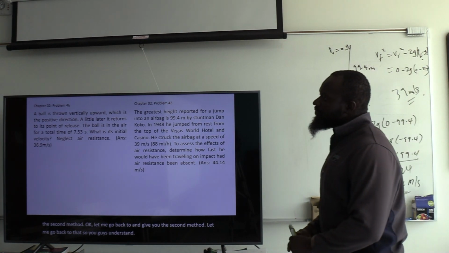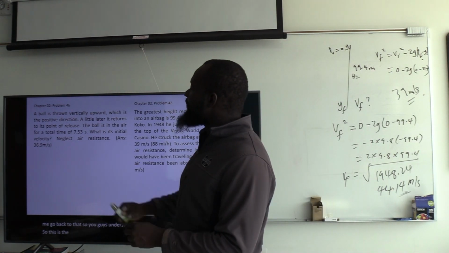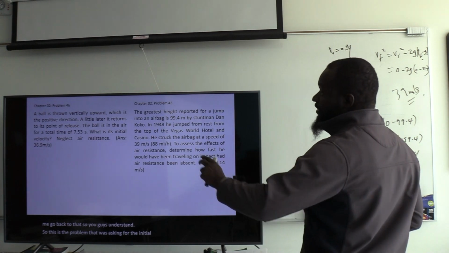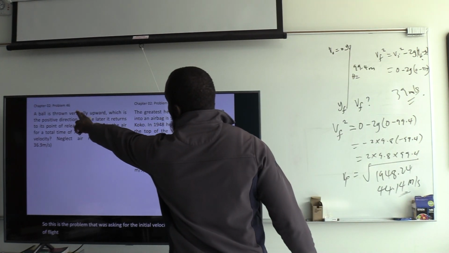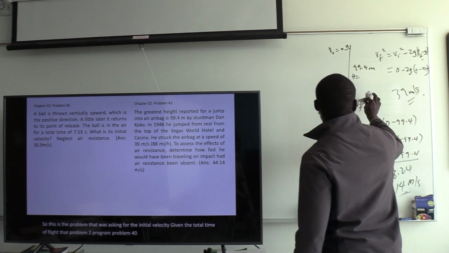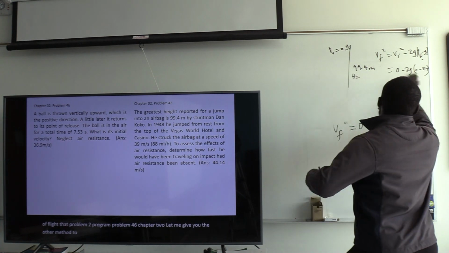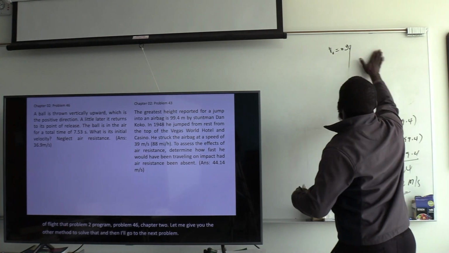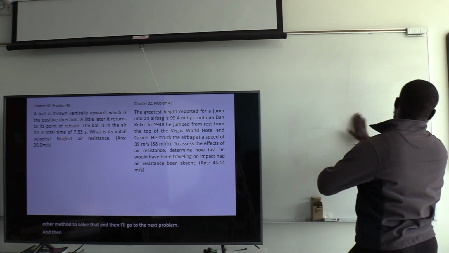So this is the problem that was asking for the initial velocity given the total time of flight. That's problem 46, chapter 2. Let me give you the other method to solve that, and then I'll go to the next problem.